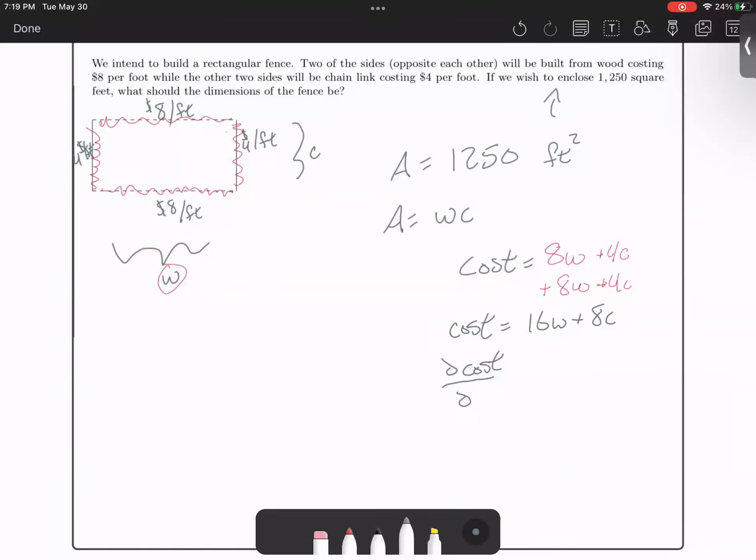Oh, I know why I'm confused. My cost equation depends on two variables, and we don't know how to differentiate something with two variables yet.